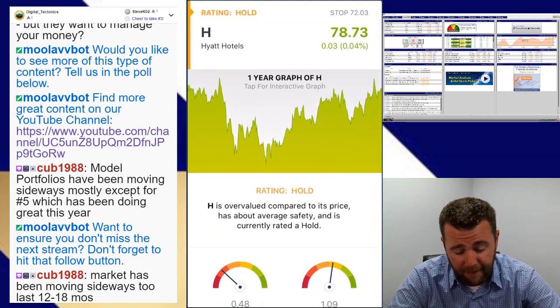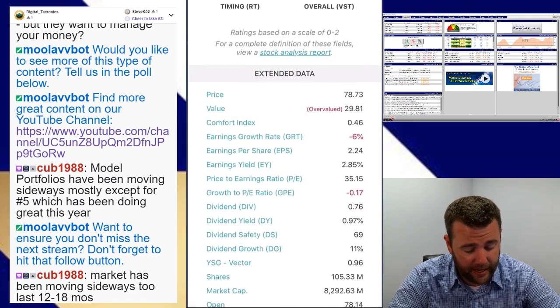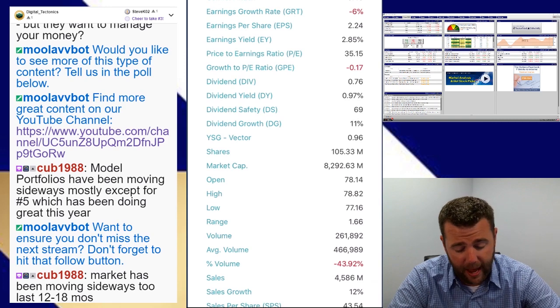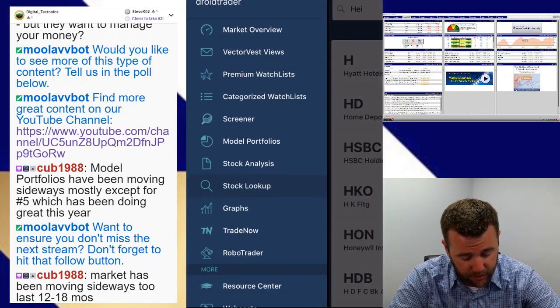So you can get to the graph quickly. You can get the quick synopsis. And you can get a breakdown of the extra data. So, once again, the market cap, dividend information, all of that right here with just two taps of your screen. Then you have a quick link right to the graphs.